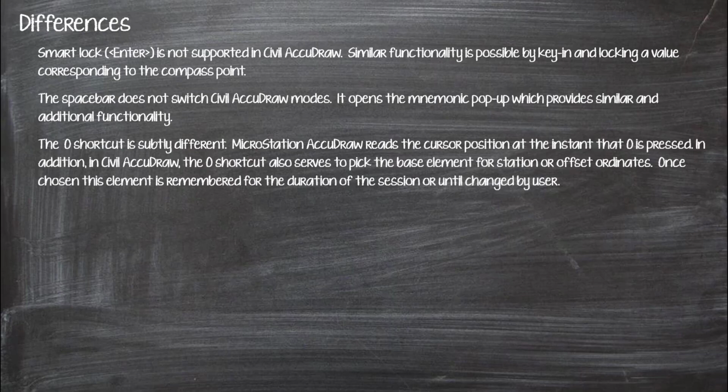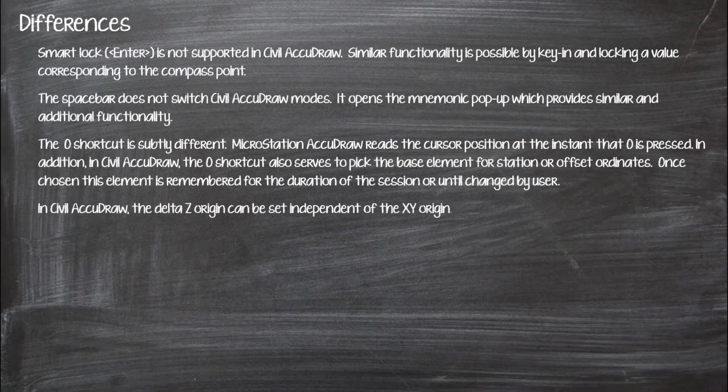The O shortcut key is different as well. MicroStation Accudraw reads the cursor position at the instant that O is pressed. In addition, in Civil Accudraw, the O shortcut also serves to pick the base element for station or offset ordinate. Once chosen, this element is remembered for the duration of the session or until changed by the user. In Civil Accudraw, the delta Z origin can be set independent of the XY origin.